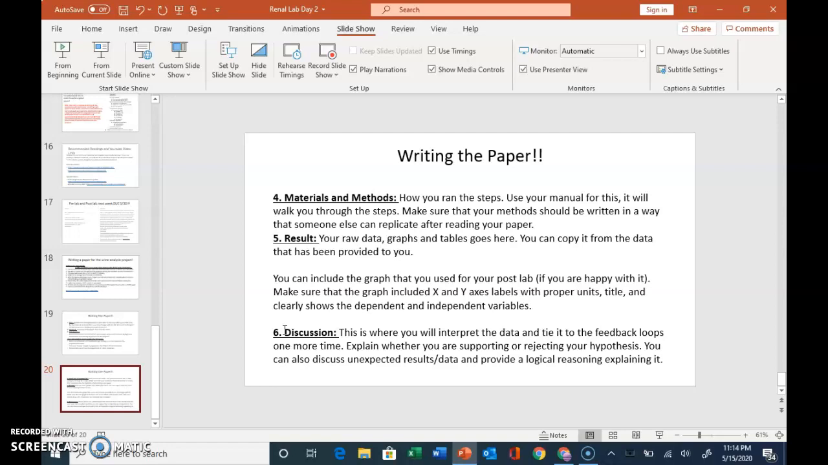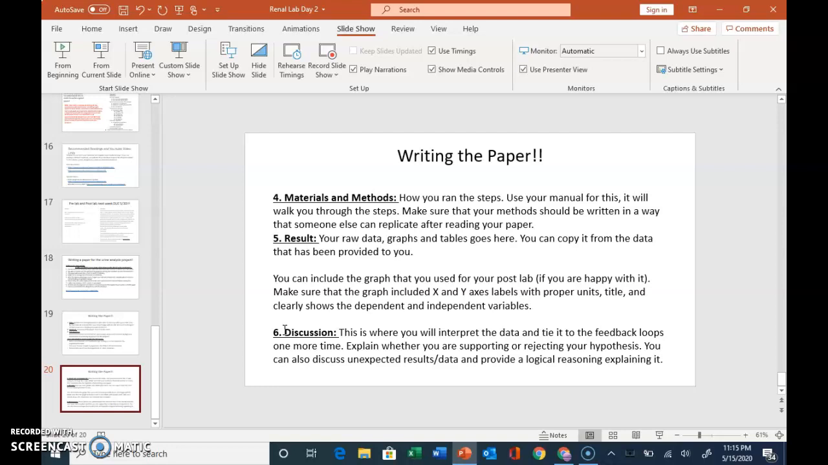Now the results section is interesting. You will use your raw data. You can just copy from the chart that is posted for you. You can also include graphs, tables in the results section. And if you make a graph, make sure you label every single component of the graph. In my opinion, just focus on making the graph on your post lab and you can use the same graph for your paper. So at least you'll be done with the graph part.